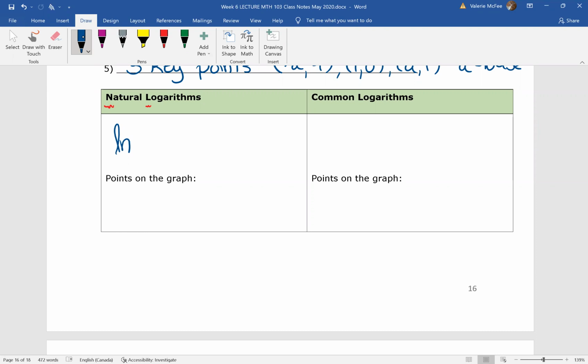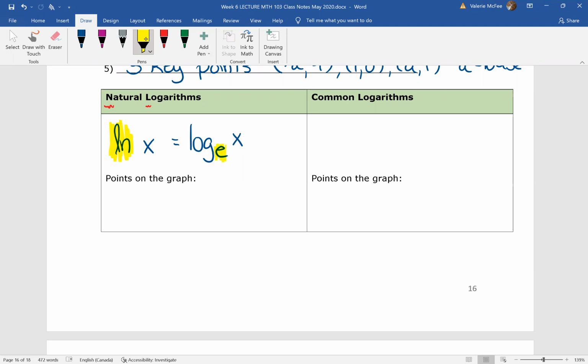The natural log of x is log base e of x. This is very important. Whenever you see the natural logarithm, it means you have a log with a base e.